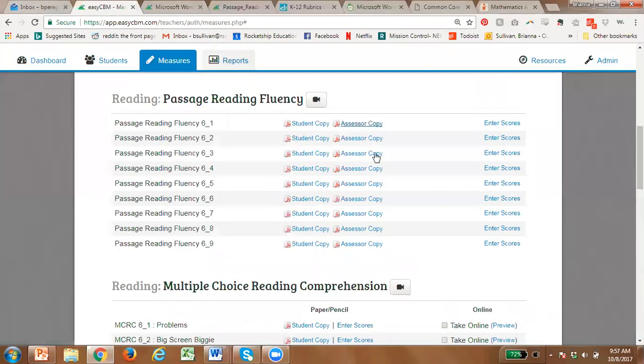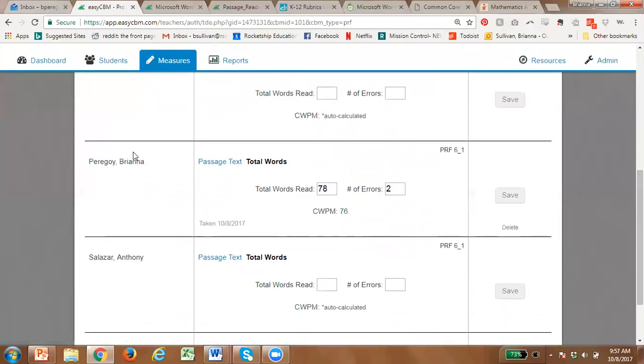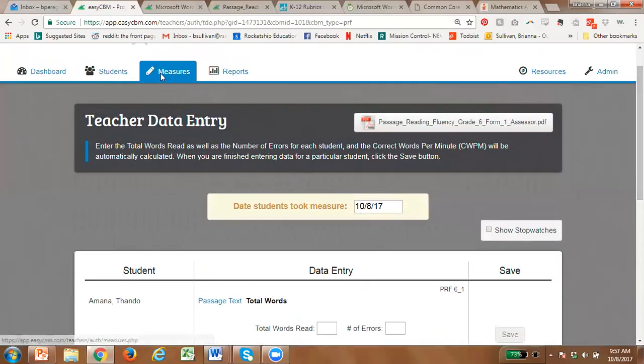And then once you have that, you would just go here to enter scores, scroll down to, oh, here I am, Brianna, and then you would put in, let's say, 180, or I guess I did 188 words read with 8 errors, right? And then save, there we go. So that's sort of the data entry piece.